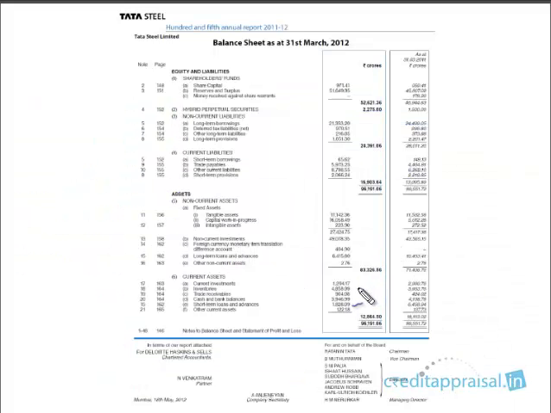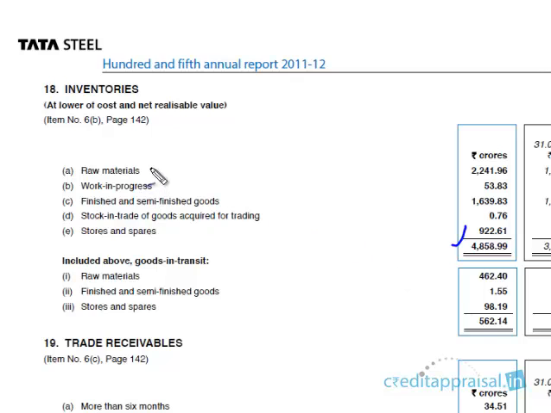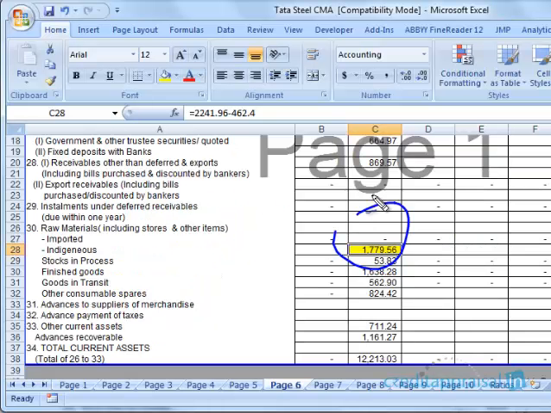So the next item is inventories, major portion 4800 crores. So let us see the breakup for this. This is the breakup, 4800. We have raw materials, work in progress, finished goods, stock in trade, and stores and spares. So all these items we can put directly under the relevant head in the CMA data. So let us do that. Raw material is 2241. This is less than 2241 because there is a minus entry that we are going to see shortly. Right. So the raw material 2241 I put under the current assets under raw material.